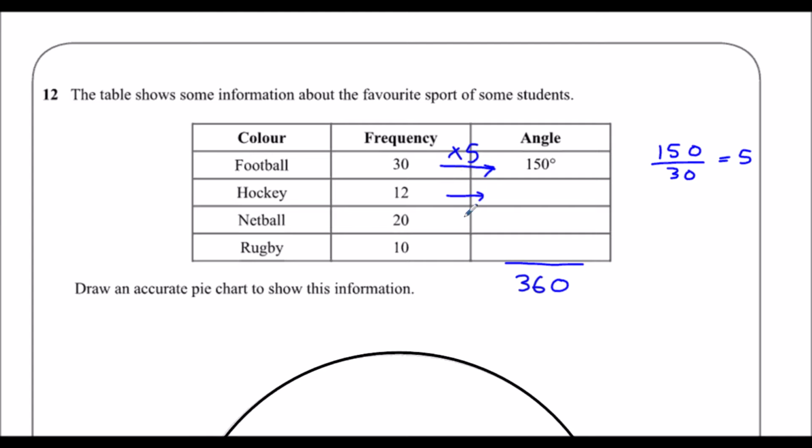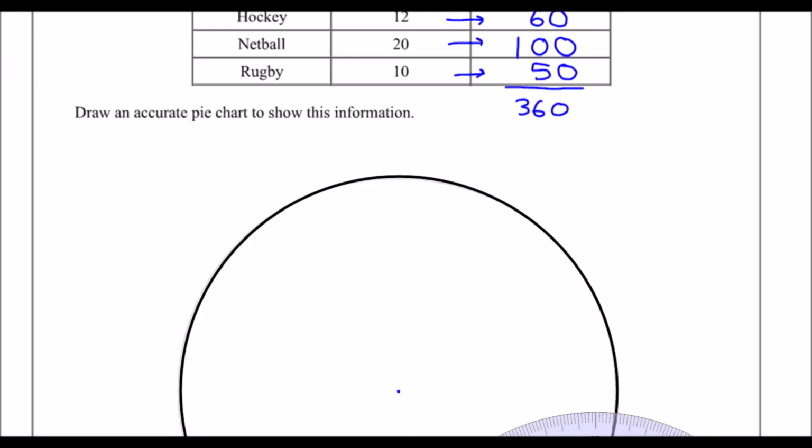So we're going to times all of these by 5. So 12 times 5 is 60 degrees. 20 times 5 is 100 degrees. And 10 times 5 is 50 degrees. And we can check that these add up to 360 to make sure we've done it correctly. And they do. So we've got to draw a pie chart.